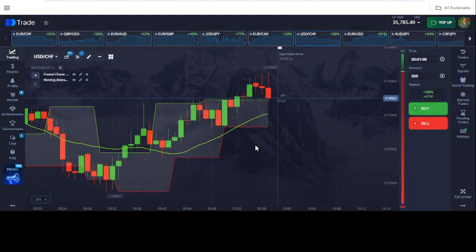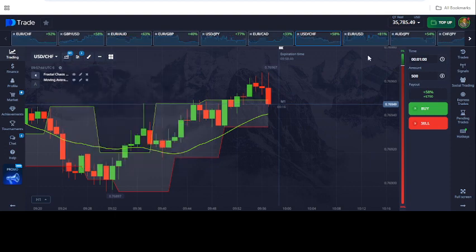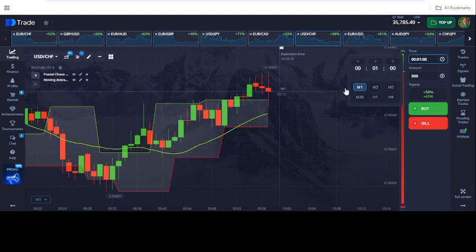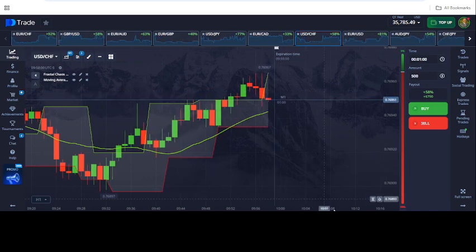And for my candlestick chart, I have the candle set to 1 minute, regular Japanese candles here. And for my trade timer, I have it set to 1 minute, M1. So I'll be taking fast 60-second trades. I like to get in and out of my trades and not hold them for too long. So what I'm going to do now is pause the video and look for some setups.